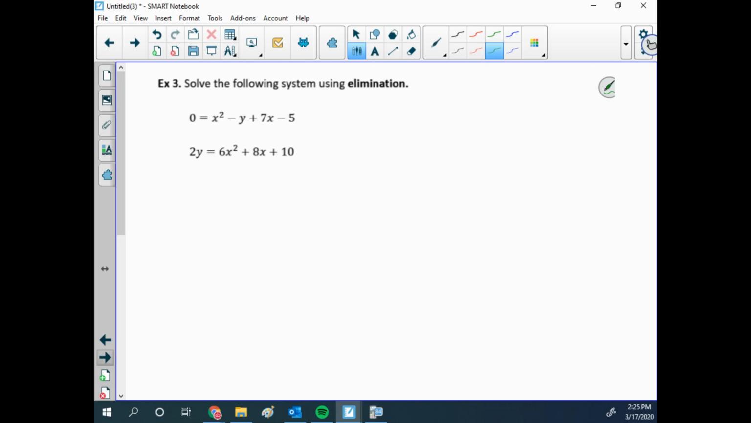So when we are eliminating, we are going to add or subtract equations to try to eliminate a variable. When we do that, what we want to make sure is, first of all, like terms are on top of each other. Here, like terms are not on top of each other. So the first thing I'm going to do is rearrange this so everything's lined up. I actually don't need to change this equation. Everything's on one side, so I'll leave it as x squared minus y plus 7x minus 5 is equal to 0. And I'd bring this over. So 0 is equal to 6x squared minus 2y plus 8x plus 10.